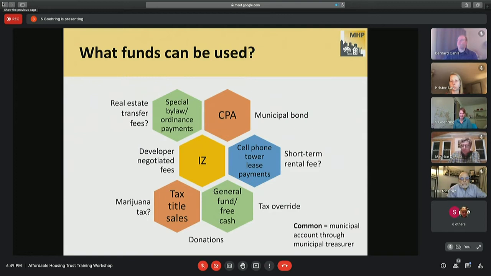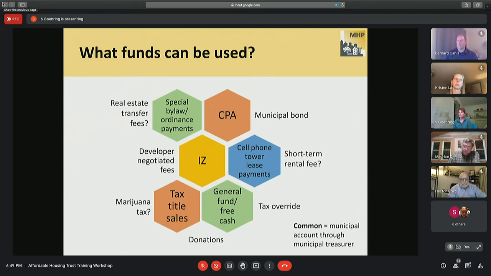We have one community on the Cape that has a cell phone tower, and the income from the lease payments are directed to their trust. It's a small amount, but it still is some funds. There may be special bylaw or ordinance payments that could be directed to the trust.